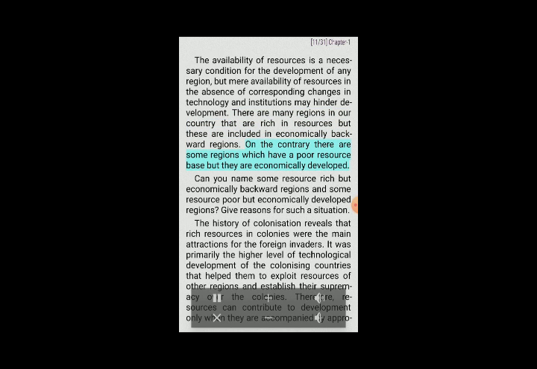On the contrary, there are some regions which have a poor resource base, but they are economically developed. Can you name some resource-rich but economically backward regions and some resource-poor but economically developed regions? Give reasons for such a situation.